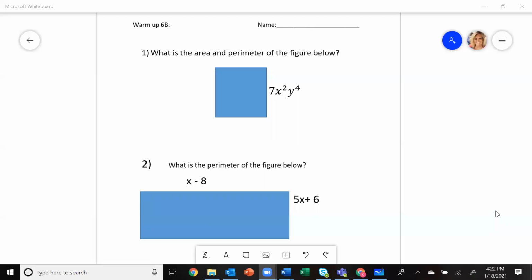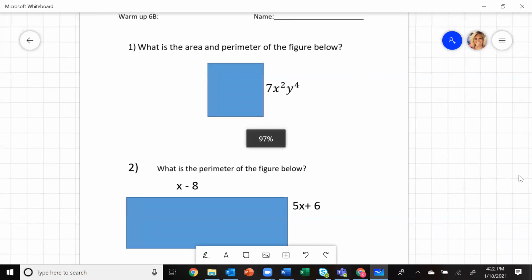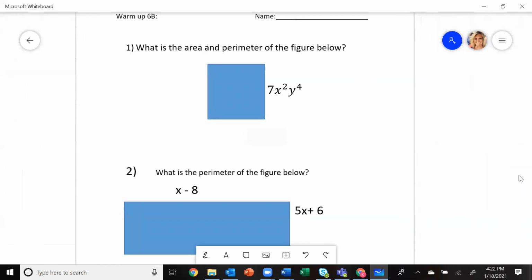We're going to be working on warm-up 6B. And here is warm-up 6B. I want you to try and do this and then come back and let's go over it and see how you did.